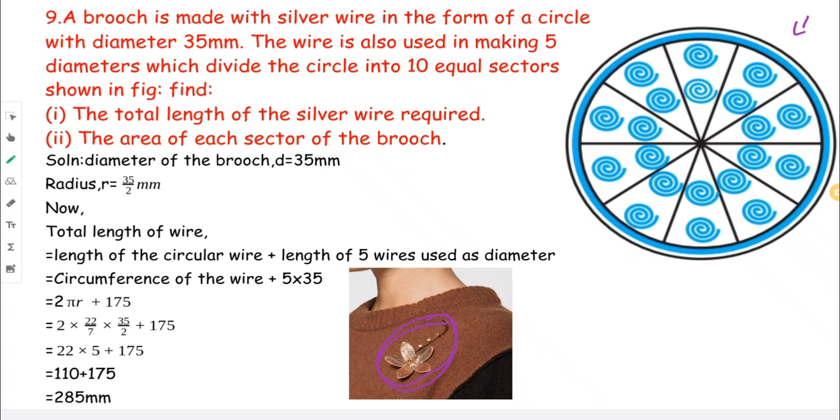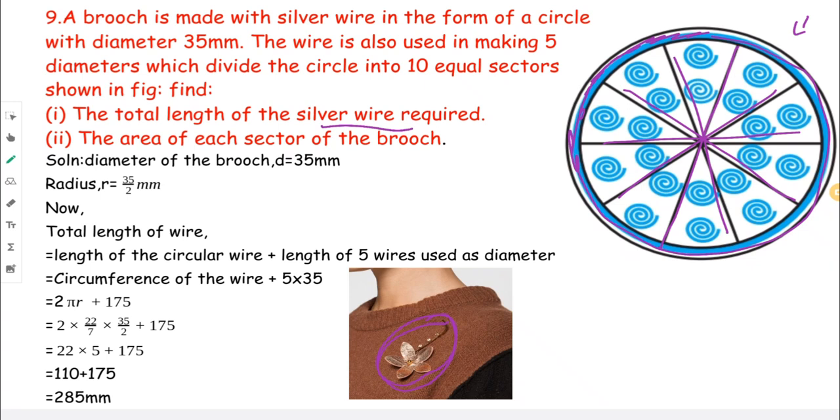The wire is also used in making 5 diameters which divide a circle in 10 equal sectors. So what is the first thing they want us to find? The total length of the silver wire required, right? So remember, this is just one big wire, okay? Clear? So this is one part of it, and then I also need to add the 5 diameters. 1 diameter, 2, then 3, then 4, and 5th diameter. Then will I get the total length of wire used?